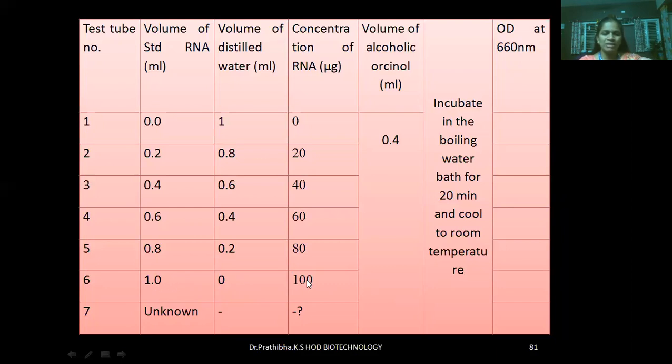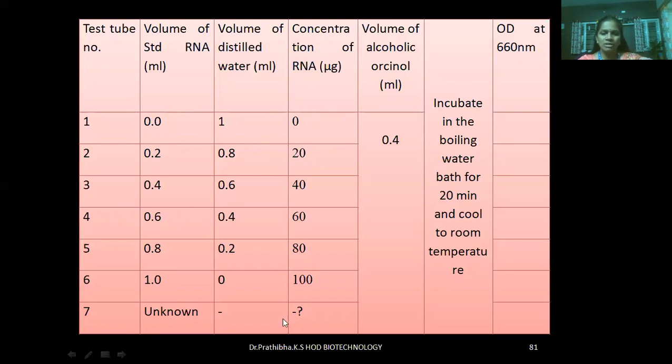For 1 ml, it's 100 microgram, so how much for 0.8? Do the cross multiplication. So 80 microgram. For 0.6, 60; 0.4, 40; 0.2, 20. Then here there is no RNA molecule, 0.0, zero concentration, no RNA at all in this test tube. And this test tube will be used to adjust the colorimeter as a blank.